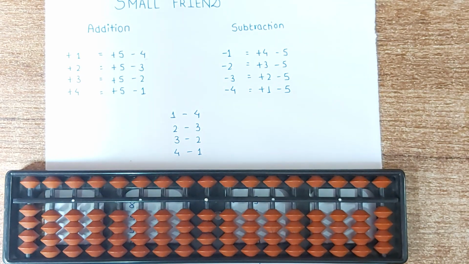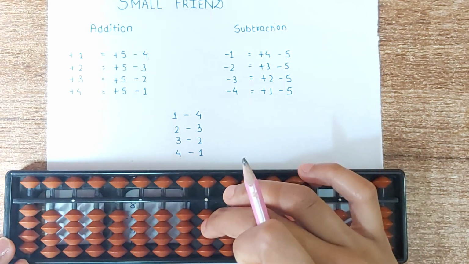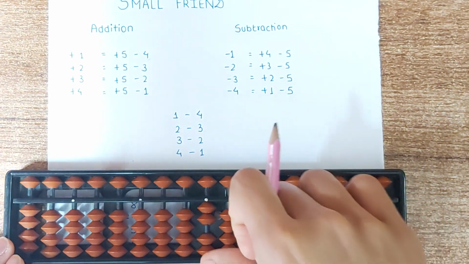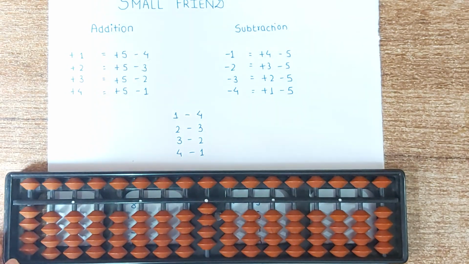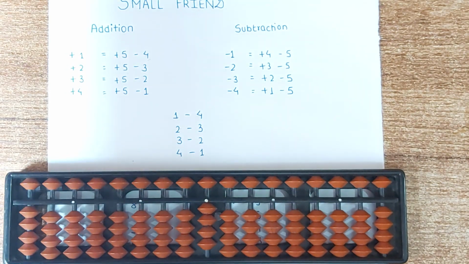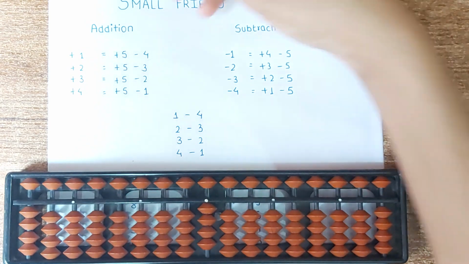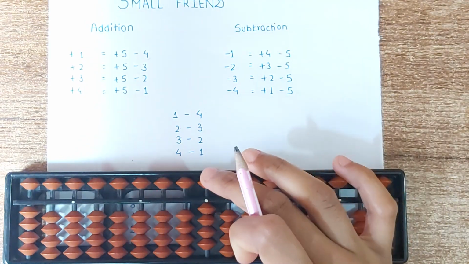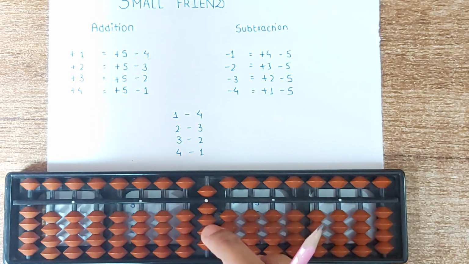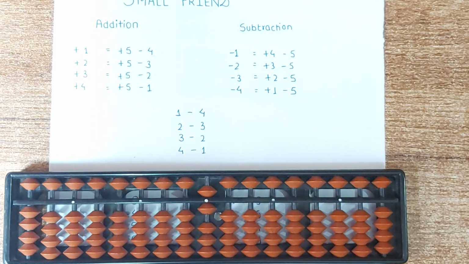Now let's take an example. We have to add 2, then again 2. Now again, if you have to add 2, there are no enough beads available. So we think of the small friend formula addition concept, that is plus 5 and minus 3. So plus 5 we have to do like this and then minus 3. So the answer is 6. So in this way we get answer using the small friend formula.